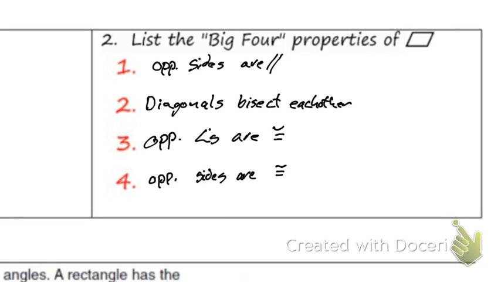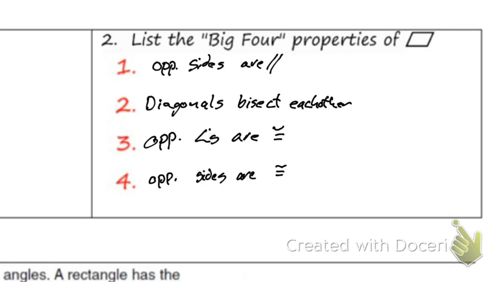Now, those are the big things that deal with a parallelogram. When we start talking about 90-degree angles, or angles bisect, or diagonals bisecting angles, then you're getting into specific parallelograms like rectangle, rhombus, or a square. These are the 4 big ones that deal specifically with parallelograms.